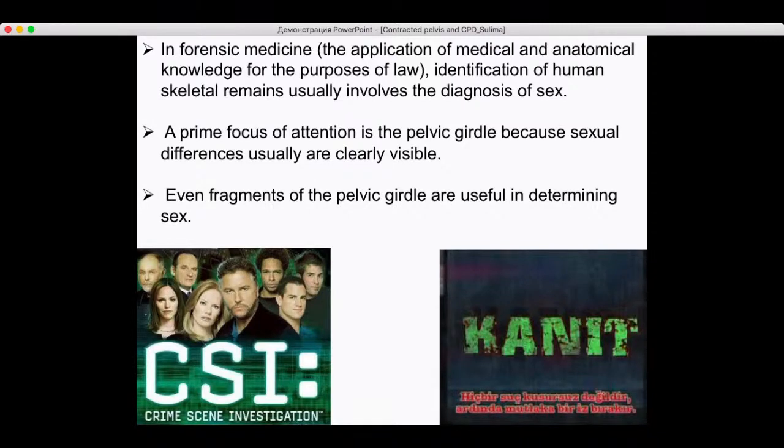A prime focus of attention is the pelvic girdle because sexual differences usually are clearly visible. That's why during your examination of the patient you clearly understand whether this is female or male. Even fragments of the pelvic girdle are useful in determining sex, but it's not important for the obstetricians, it's important for the specialist in forensic medicine.